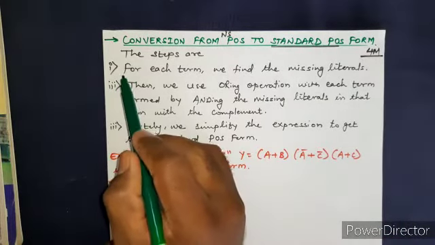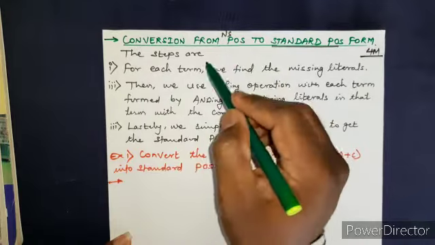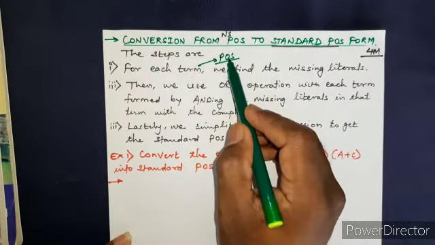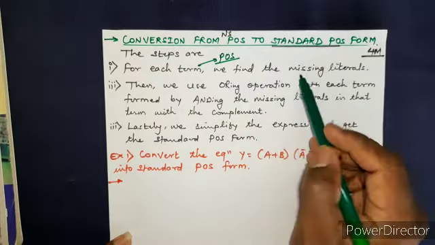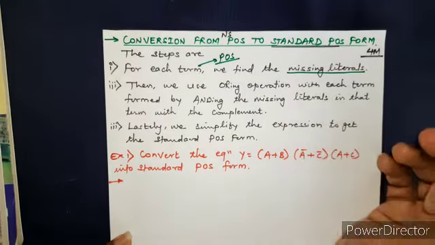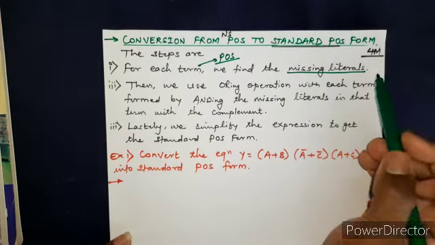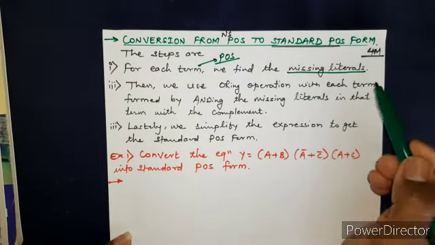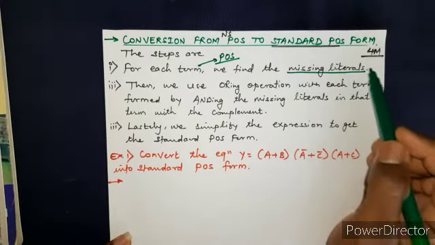So first, for each term, and here we are talking about POS, for each POS term, we first find the missing literals. What is missing? A, B, C or D? What is missing in that? So first we find the missing literal.